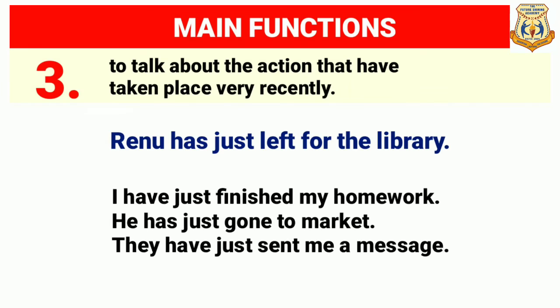Now let's talk about function number 3. Present perfect tense is also used to talk about an action that has taken place very recently. Means when you want to express something that has happened very recently or just now, no doubt you can use present perfect tense. And in this case, most importantly, we use some words like just. For example, Renu has just left for the library. Here we have used the word just before the main verb to indicate that the action is very recent or happened just now.